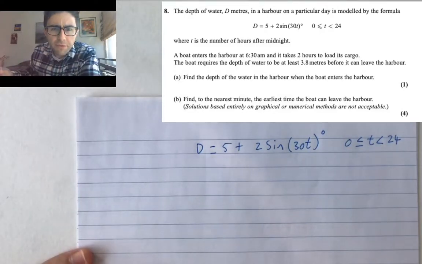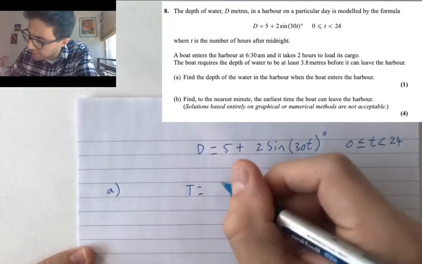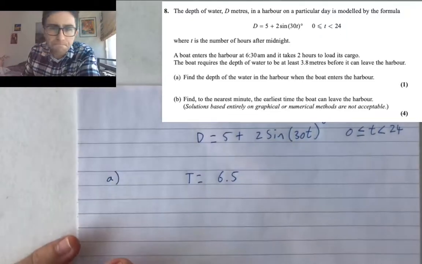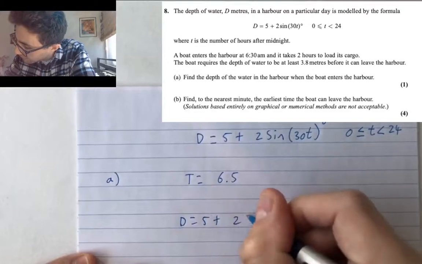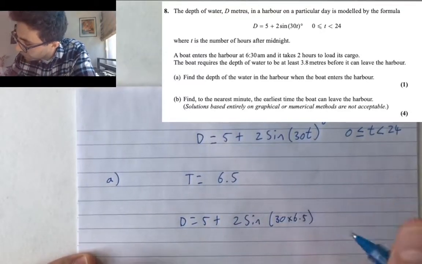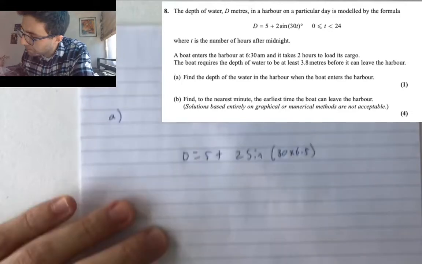Anyway, find the depth of the water when the boat enters the harbour. So when it enters the harbour, for part A, it's at 6:30, so we're going to put in T equals 6.5, right? That's about the gist of it. D equals 5 plus 2 sine 30 times 6.5. Bust out your nearest calculator.